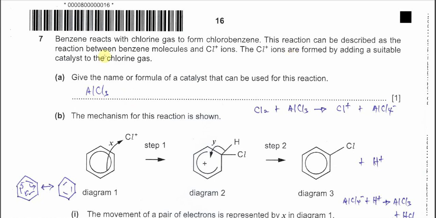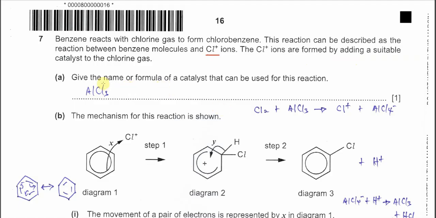Question 7. Benzene reacts with chlorine gas to form chlorobenzene. This reaction can be described as a reaction between benzene molecules and a chlorine ion, and the chlorine ion is formed by adding a suitable catalyst. Give the name or the formula of this catalyst. Very easy.